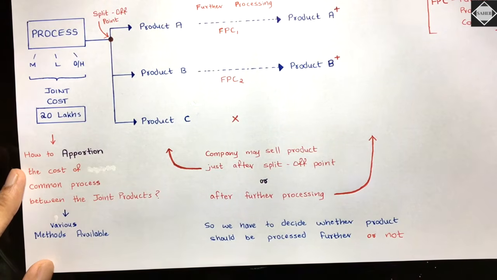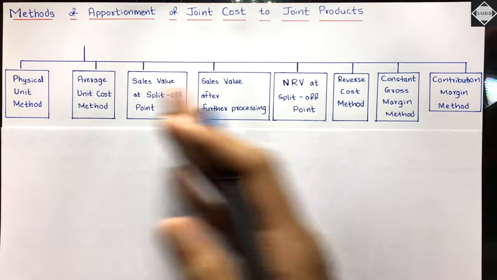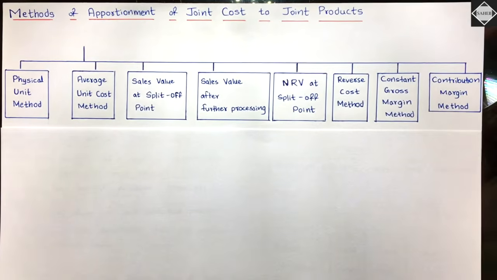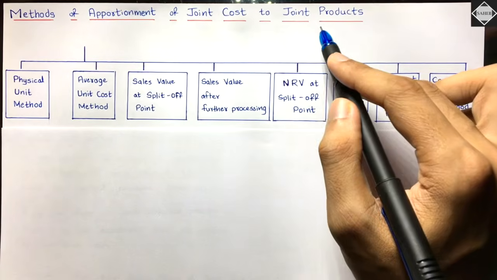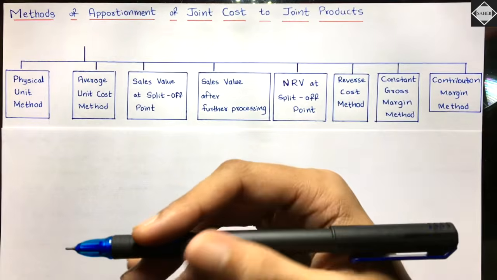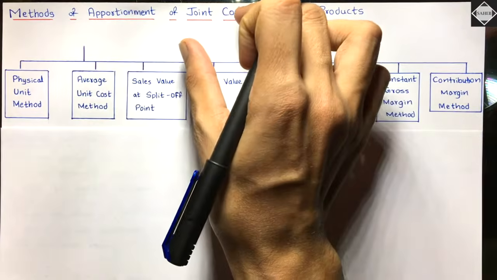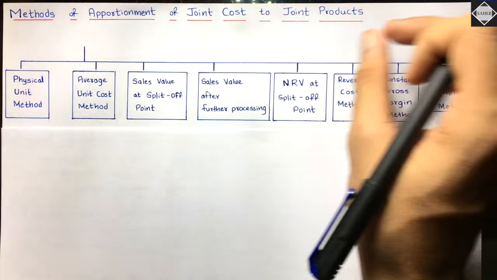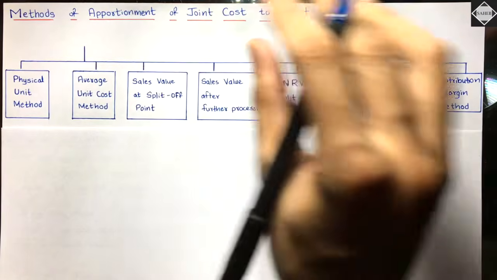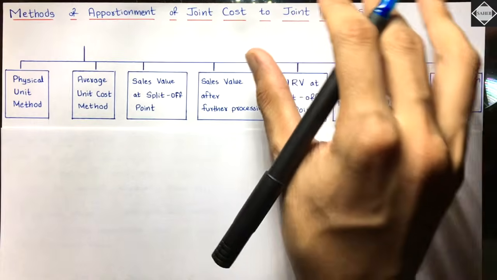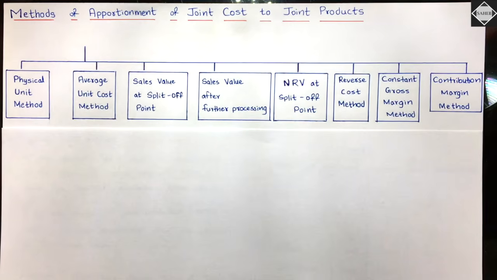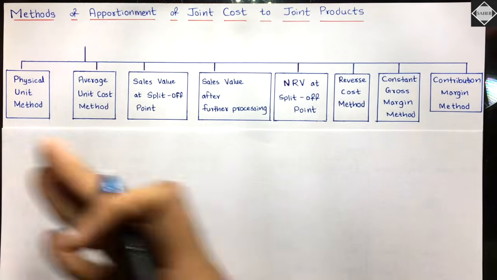Is that clear? Easy. Now here we have different methods that we can use to distribute the joint cost to joint products. Now in previous example we saw that joint cost was 20 lakhs and the joint products were A, B, C. So that 20 lakh needs to be apportioned, needs to be distributed among the joint products, right? And how to do that? We have to do that with these methods.